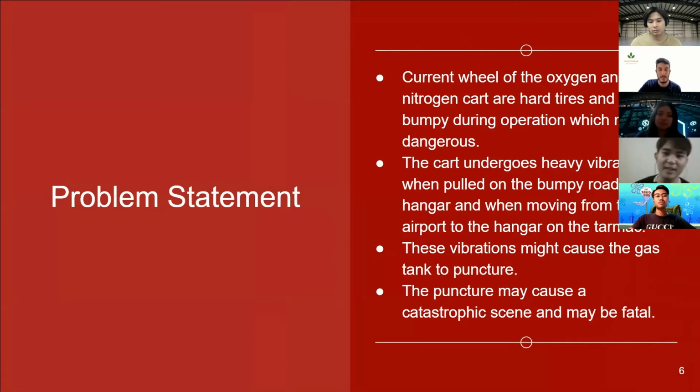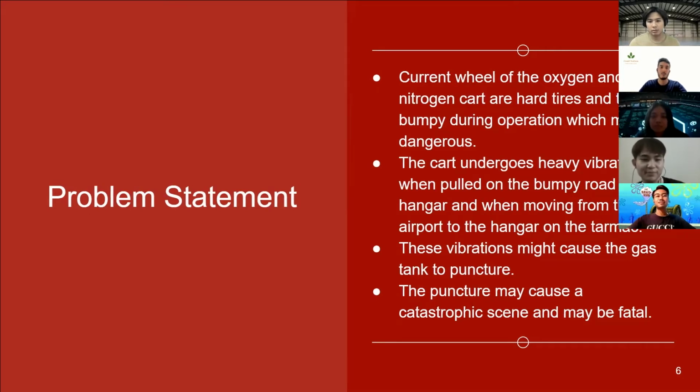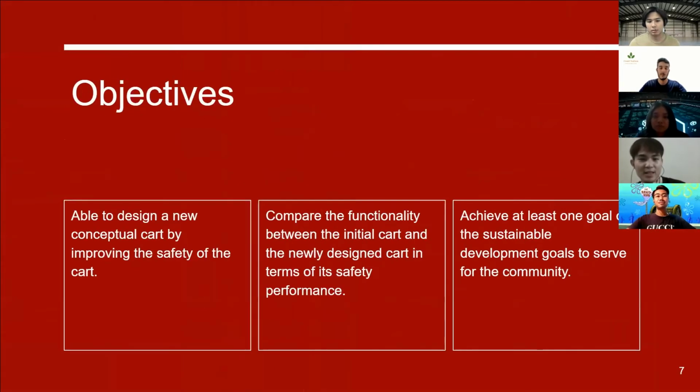The problem statement is that the current wheels of the oxygen and nitrogen carts have hard tires and are too bumpy during operation, when they are pulled, connected to another vehicle, which may be dangerous. The cart undergoes heavy vibration on the bumpy road in the hangar, and when moving from the airport to the hangar on the tarmac. These vibrations might cause the gas tank to puncture, and the puncture may cause a catastrophic scene and may be fatal, because the tank may just explode and start flying like a missile. Next. So we'll pass this to HANIS.